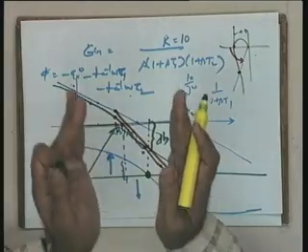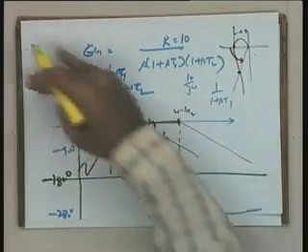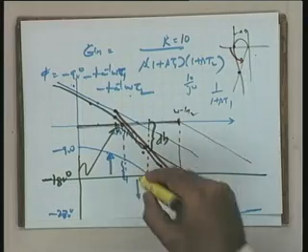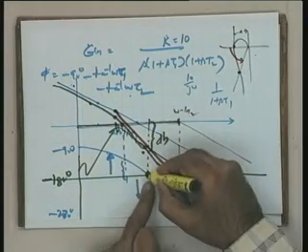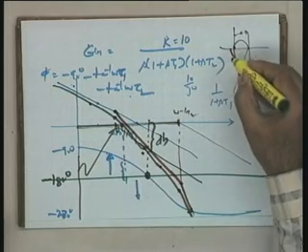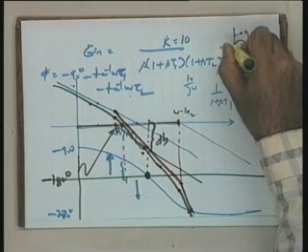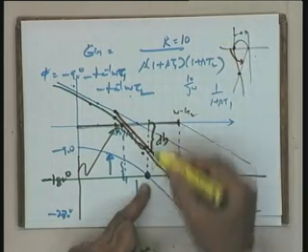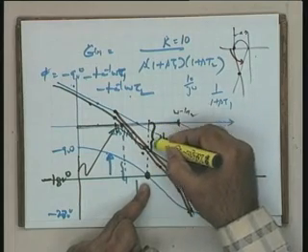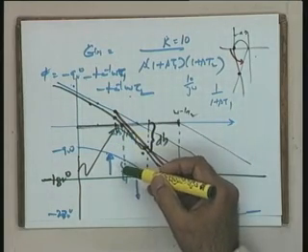This much of gain I can add to this system before the system becomes unstable, or before, at this particular angle, the angle will be minus 180 degrees and the magnitude will be 0 dB. It means it is equivalent to the Nyquist plot passing through the minus 1 plus j 0 point. So you take the intersection of this, this much of dB, this gives you the gain margin, and this gives you the phase margin.